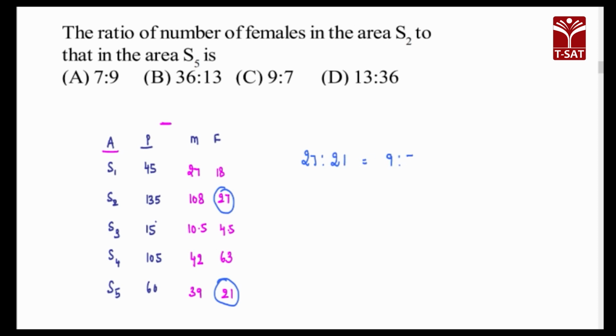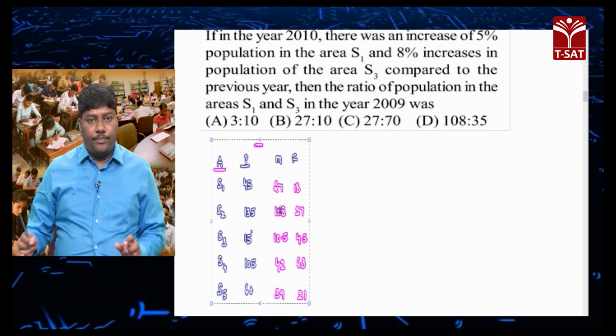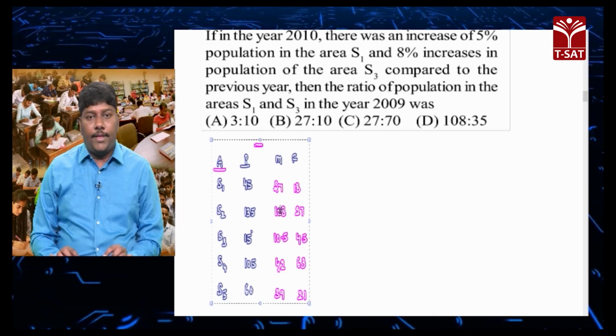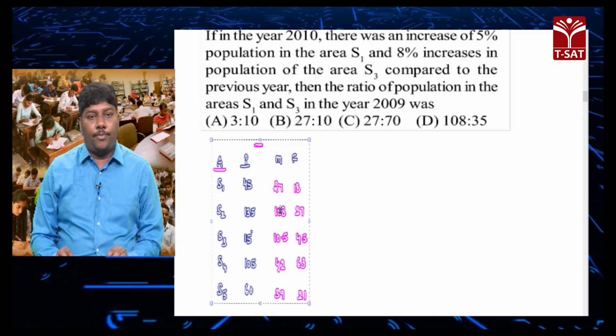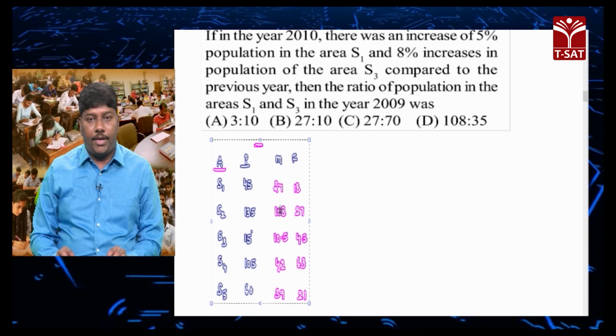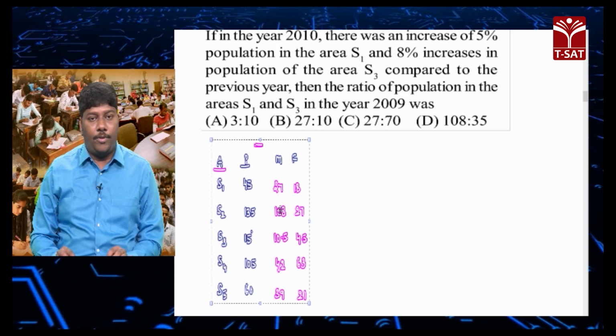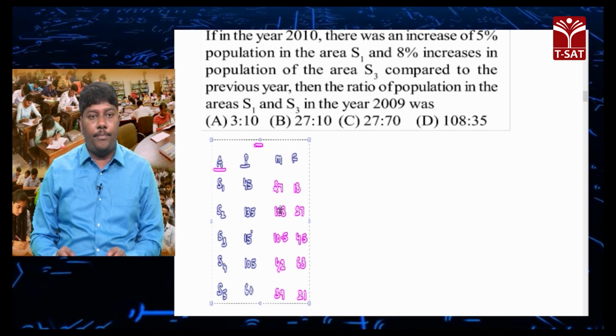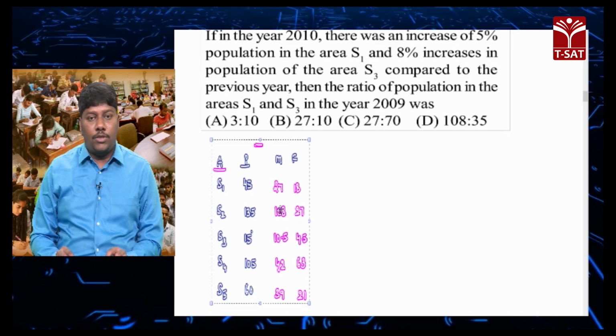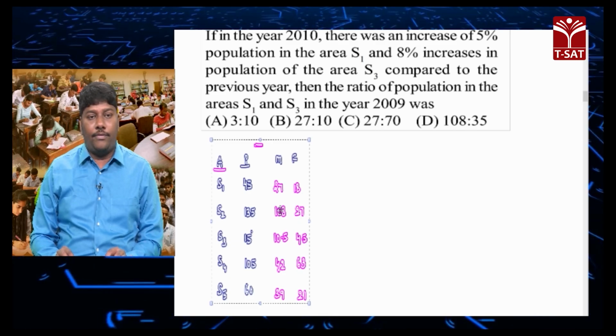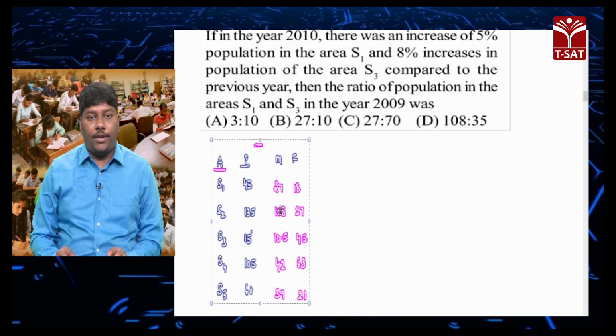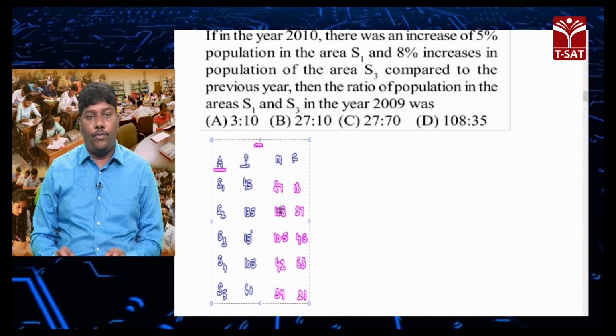3 9s are 27, 3 7s are 21. Option is C. It is 9 is to 7. If in the year 2010 there was an increase of 5% population in the area S1 and 8% increase in the population of the area S3 compared to the previous year, then the ratio of population of areas S1 and S3 in the year 2009 was?